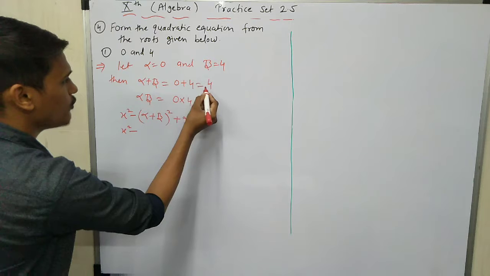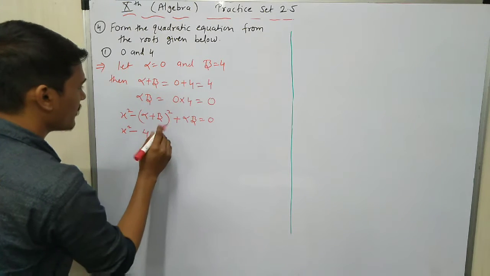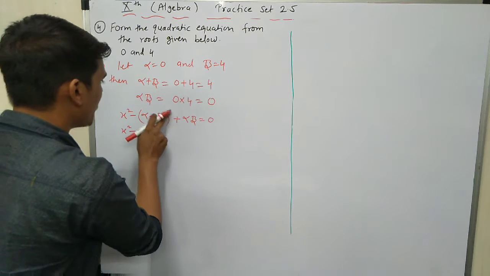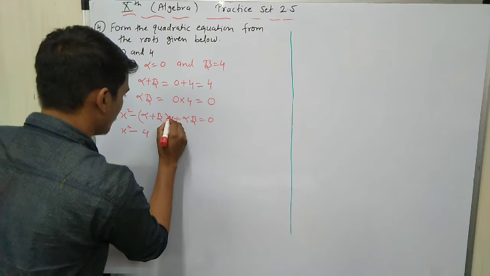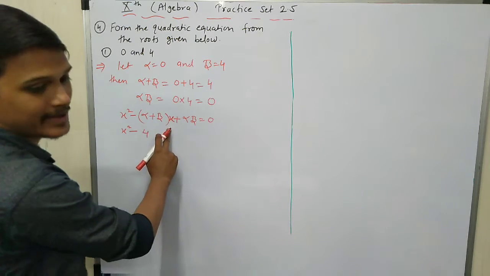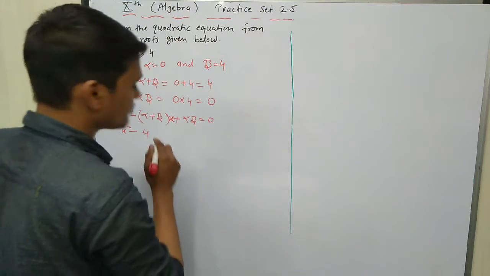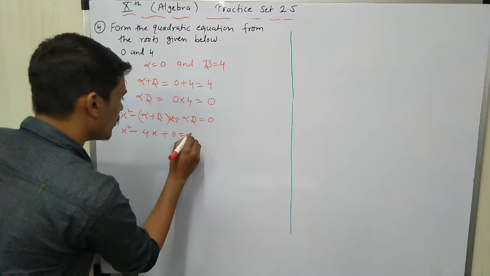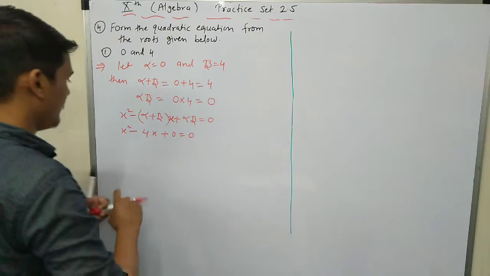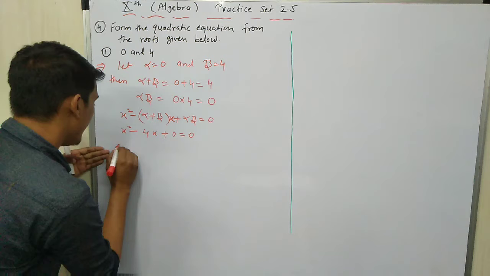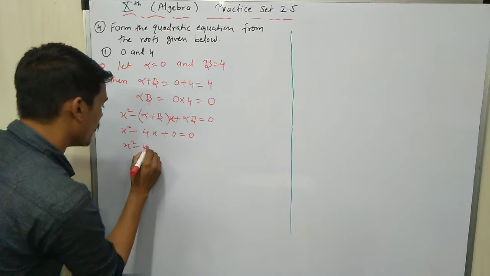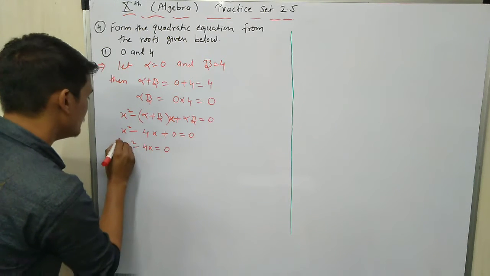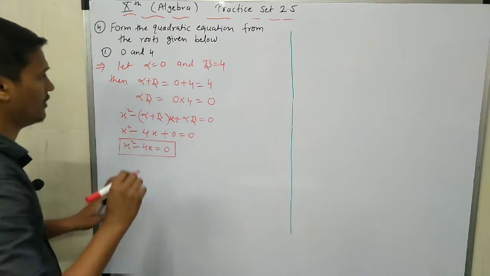You can substitute the values. x square minus alpha plus beta, which is 4, x. Understood? Now plus 0 is equal to 0. Now the quadratic equation is x square minus 4x is equal to 0. This is your final answer.